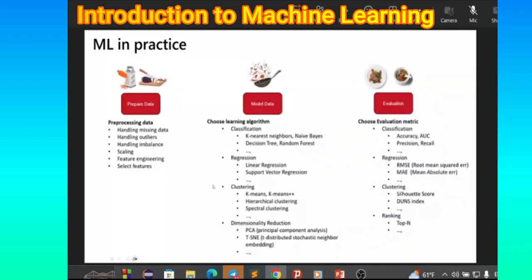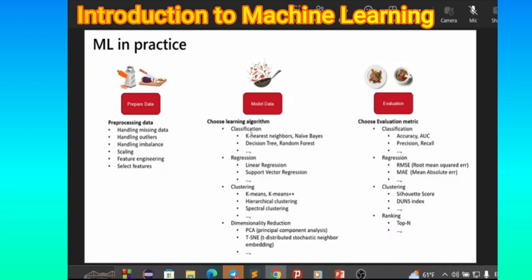Now, the process is preparing data, training the model, and evaluation. In data preparation, you have handling missing data, handling outliers, handling imbalances, scaling, feature engineering, and selecting features. For all these steps, we will be using practical data points to see how we do things. Today's session is more of an introduction to everything that we will be covering practically in the subsequent weeks.